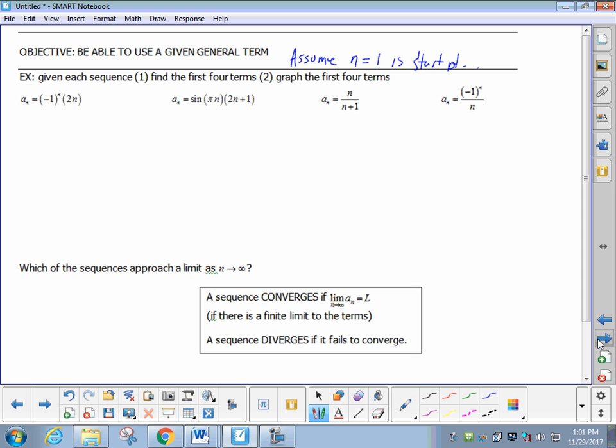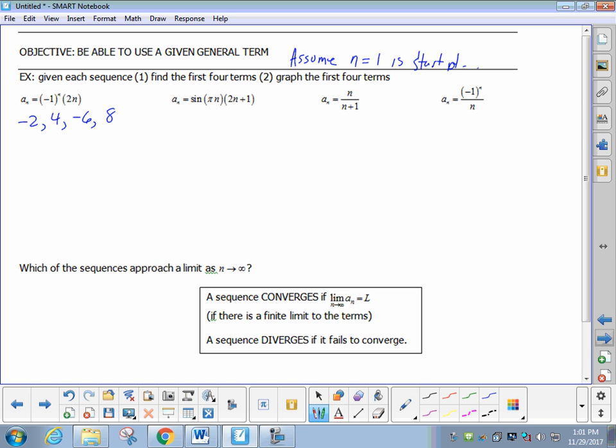Okay, the first term. If the first term is 1, then what happens when I put 1 into the rule? When n equals 1 goes in, what comes out? -2. Then it goes up by 1 each time. The second term is when n equals 2 into the rule, +4. When n equals 3, -6. And when n equals 4, 8.